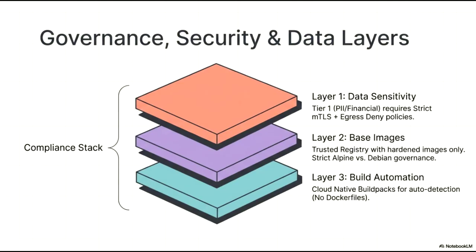Layer 2 addresses our base images. We rely exclusively on a trusted registry populated with hardened images. Our governance model dictates strict parameters for choosing between Alpine and Debian environments, ensuring that every container starts from a secure and minimal baseline. Finally, Layer 1 manages data sensitivity. For Tier 1 workloads handling PII or financial data, we enforce rigorous requirements including strict mutual TLS and egress deny policies. This layered framework provides a robust defense-in-depth strategy, automating security from the build phase through to runtime data protection.